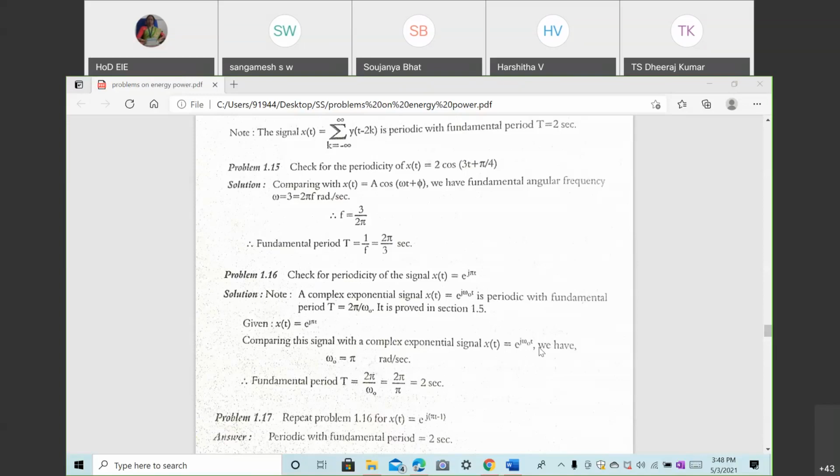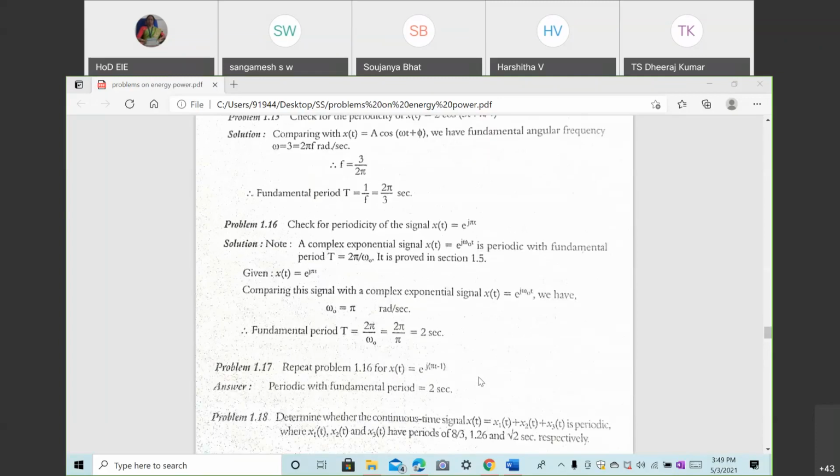The complex exponential signal equation is e to the power j omega naught t. J and t are there, only omega naught is equal to pi. So we have omega naught equal to pi radian per second. Fundamental period T equal to 2 pi by omega naught. We substitute omega naught, that is pi, 2 pi by pi cancels, 2 second. Like that, the fundamental period we can calculate. If you get a fundamental period, it means it is a periodic signal.